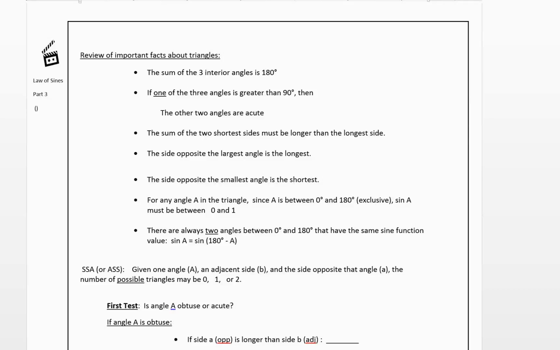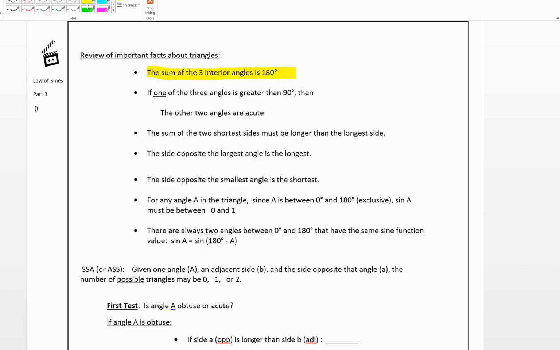We're now going to go over some facts about triangles, and then we'll use those facts to help us with the side-side-angle case. Okay, so one fact that we've used quite a bit is that the sum of the three interior angles of a triangle is 180 degrees, right? All three of the angles add up to 180 degrees.